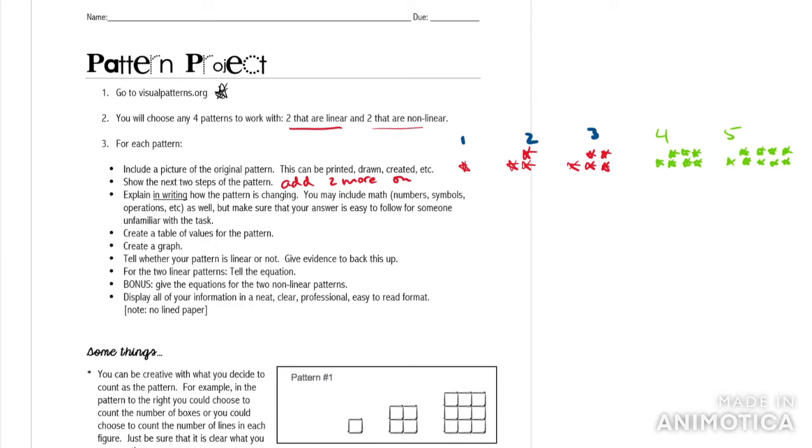Next step, explain in writing how the pattern is changing. You can include math, numbers, symbols, operations, but basically I want you to explain in words how this would work. And what I mean by that is if someone had no idea what the pattern was, you're describing what shape you're adding or what object you're including and how you are adding them. So don't just say add 2 stars each time.